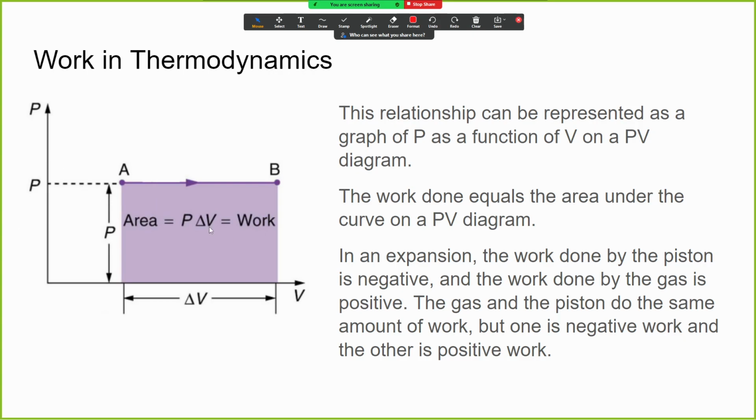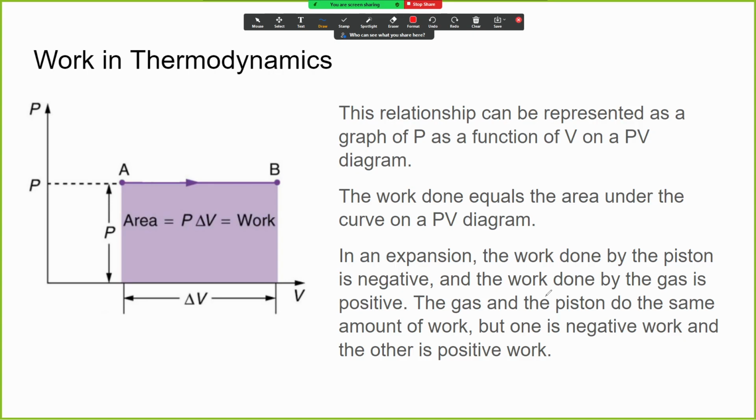So work in thermodynamics, once again, I had said that a lot of the diagrams that you're going to see are P versus V diagrams, and you're going to see just how apparent that becomes now. This relationship, W equals negative P delta V, can be represented on a graph. The area under the curve on a PV diagram in any thermodynamic process is going to be equal to the work.